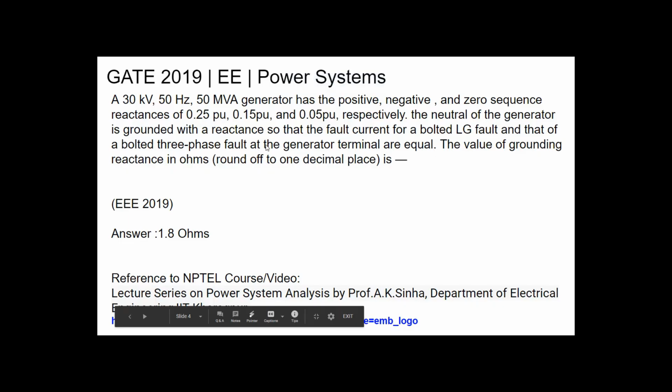So the value of the grounding reactance in ohms is 1.8. Thank you.